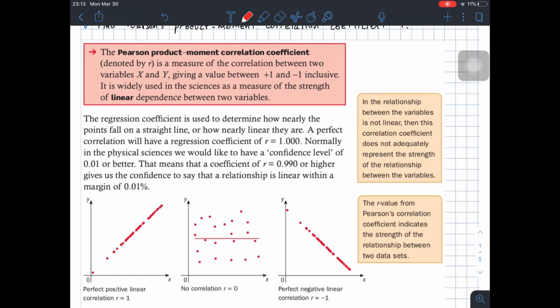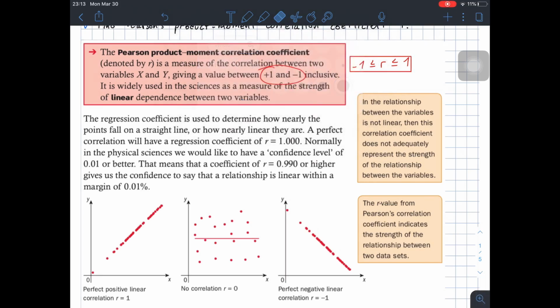Okay, so here's the first thing that you should always remember. The correlation coefficient is a value that is between -1 and 1, okay? R is the product moment correlation coefficient. The value of R would always be between these two numbers. So this is important to remember.